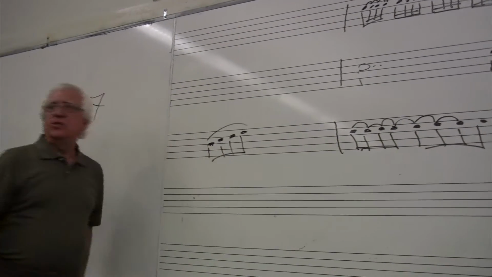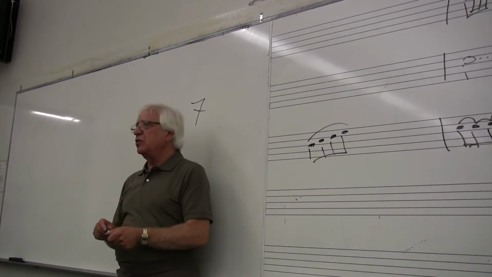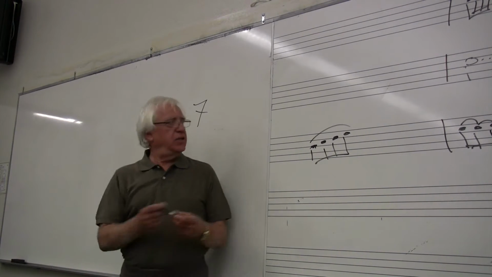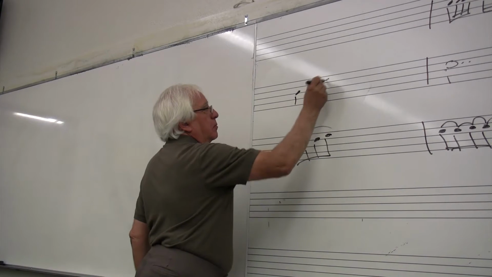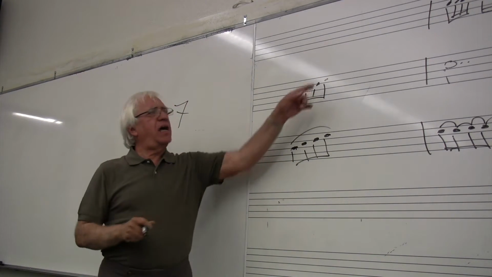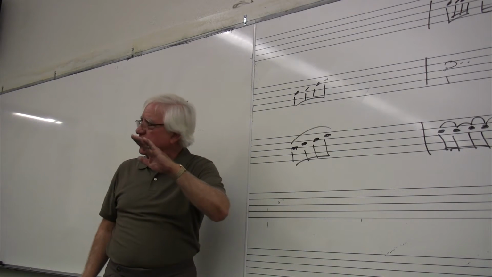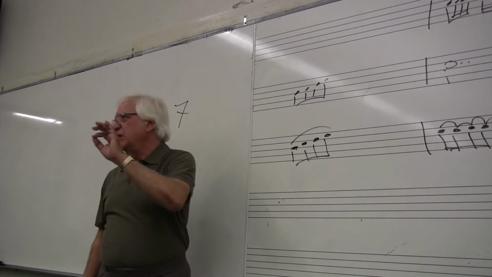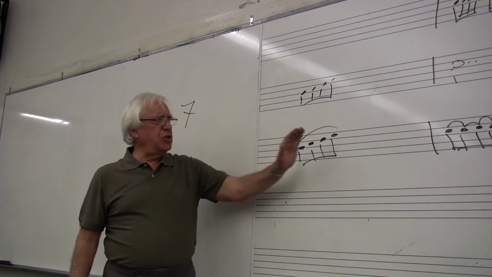This is not a tie. This is a slur. This is an articulation mark, meaning instead of going da, da, da, da, you're gonna go da, da, da, da. Smoother attack. How do you articulate the note? We're not dealing with that this semester. I just want you to know the difference.